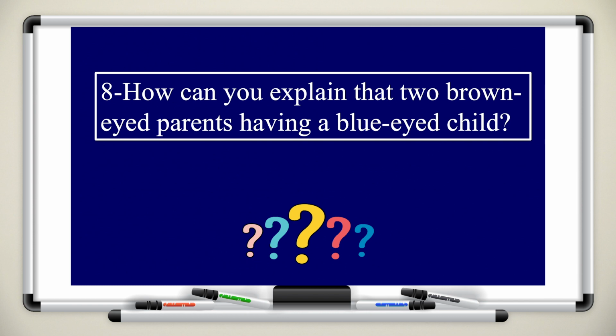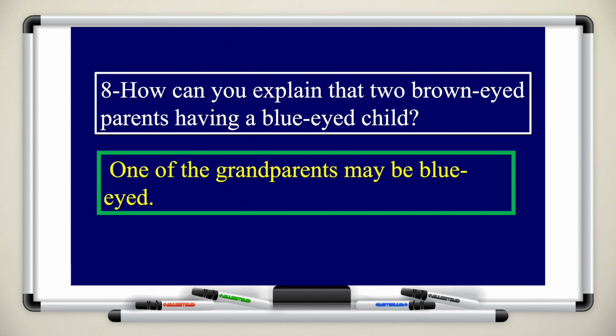Question 8. How can you explain that two brown-eyed parents having a blue-eyed child? You go back to the paragraph that mentions the specific detail or specific information about the two brown-eyed parents. You will find that if they have a blue-eyed child, one of the grandparents probably or maybe had blue eyes.